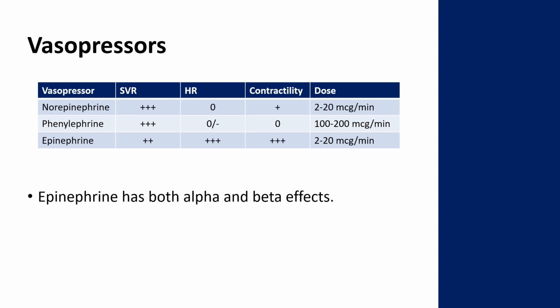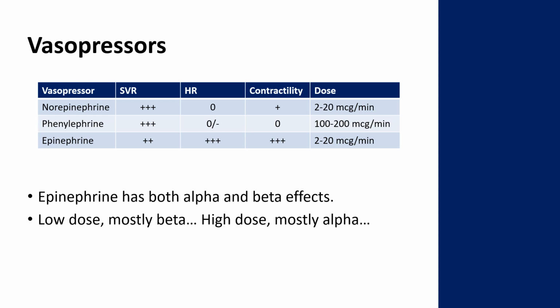And this is because epinephrine has both alpha and beta effects instead of the other two, which are mostly alpha agents. Some of this effect is dose dependent. So we know at very low doses, you'll get mostly a beta effect out of epinephrine. And as you increase the dose, you'll hit a ceiling on that beta effect relatively quickly. If you keep going further into the higher doses of epi, you'll start getting most of that peripheral squeeze. So epi is a little bit finicky from that perspective.